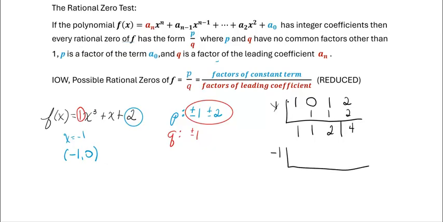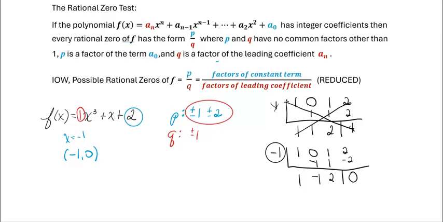Okay, but I could test negative 1 instead. The next one, 1, 0, 1, 2. I guess I should mark through the whole thing here so we know that that doesn't work. Okay, let's see if my remainder is 0. Bring down the 1. Negative 1 times 1 is negative 1. Negative 1 times negative 1 is positive 1. 1 plus 1 is 2. Negative 1 times 2 is negative 2. And negative 2 plus 2 is 0. So yes, I know that this is a rational zero.